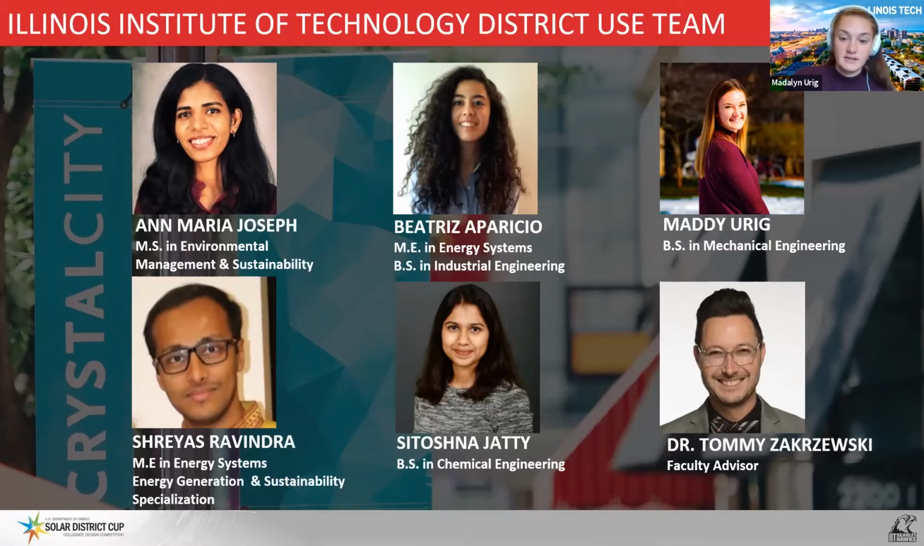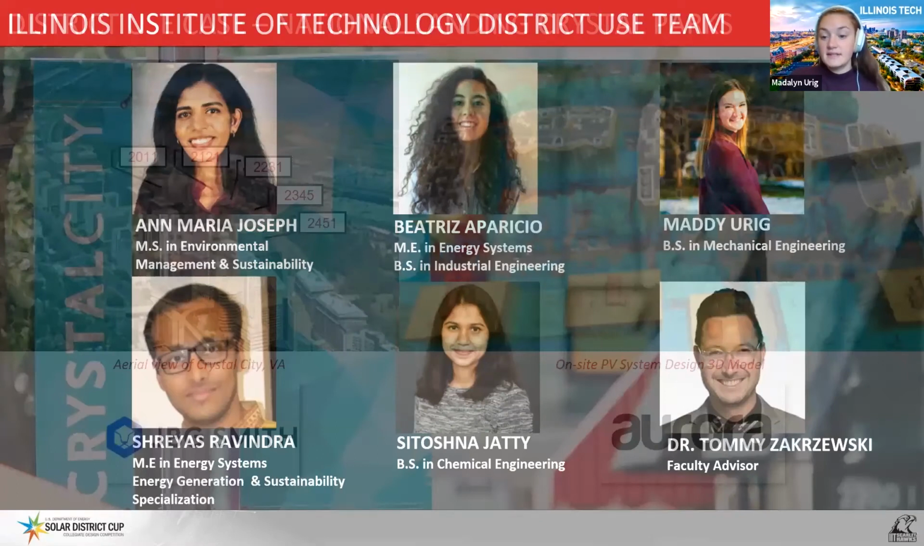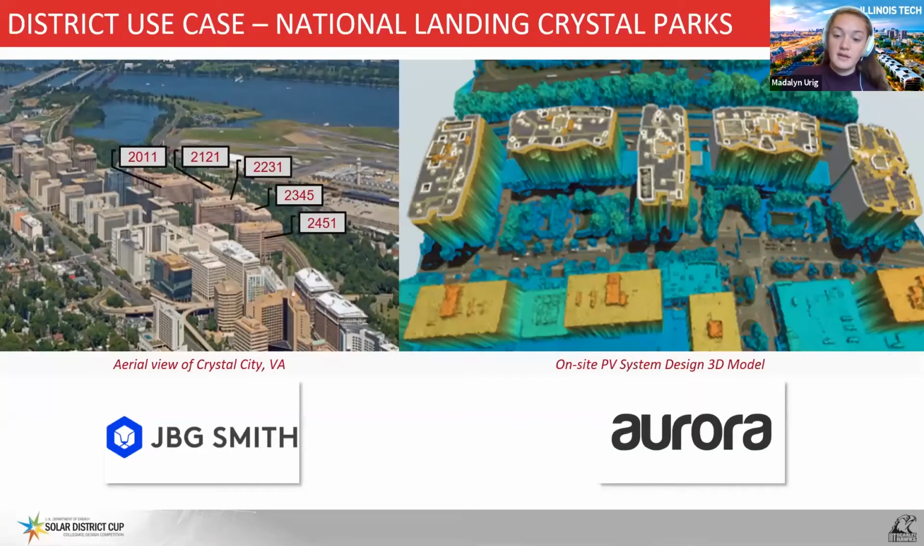Let's get into our district use case. Our district use case takes a look at a commercial office development in Arlington, Virginia called Crystal Parks, which consists of 5 different buildings covering 12 acres along the Potomac River. These buildings are owned by a real estate investment trust, JBG Smith, which has a long-term company goal to reduce energy, making this office development a great location for a solar installation.